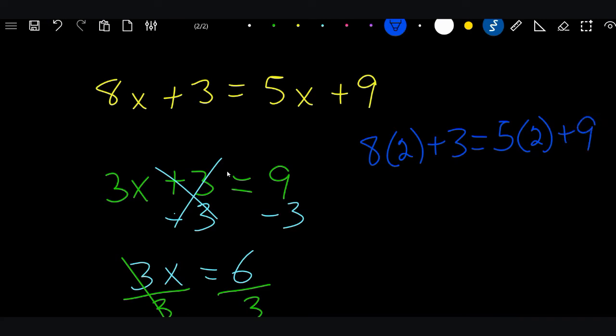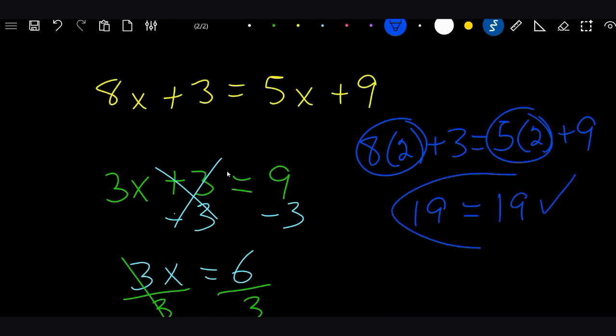And now we're just going to solve these sides by order of operation. So order of operation would tell us that we do this first. 8 times 2, 16 plus 3 is 19. Okay, equals. And then we would do this first and get 10 plus 9 is 19. Bingo! We got the right answer because we checked it.